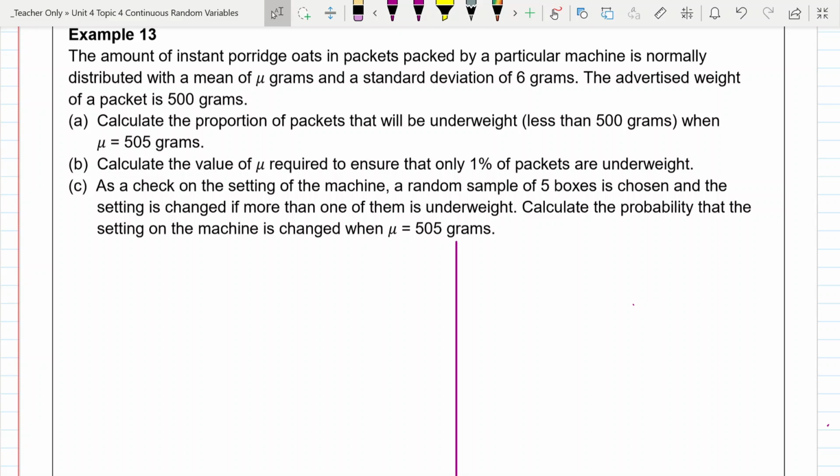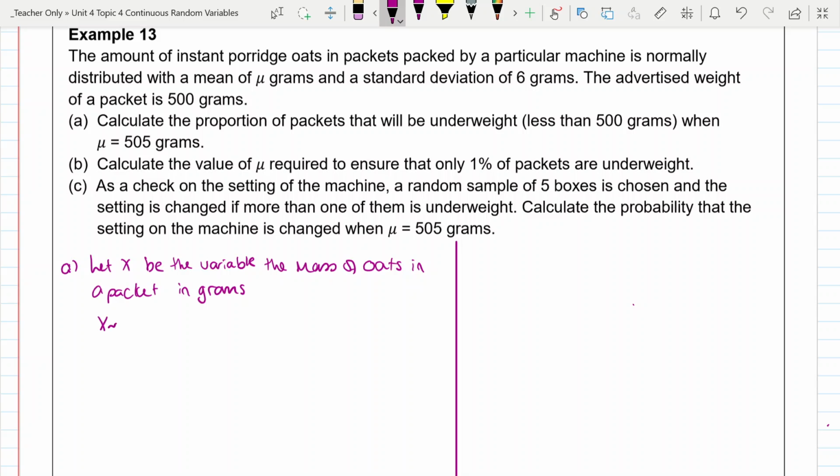The amount of instant porridge oats in packets packed by a particular machine is normally distributed with a mean of mu grams and a standard deviation of 6 grams. The advertised weight of a packet is 500 grams. So I think the first thing we need to do is define our variable x. So let's let x be the variable which is going to be the mass of oats in a packet, and we're measuring that in grams.